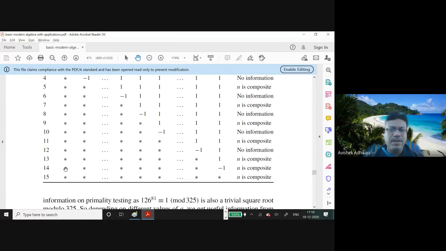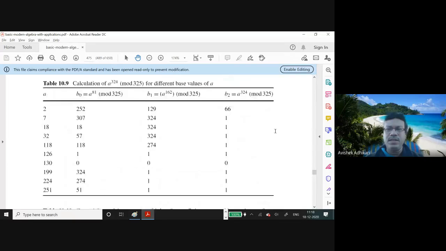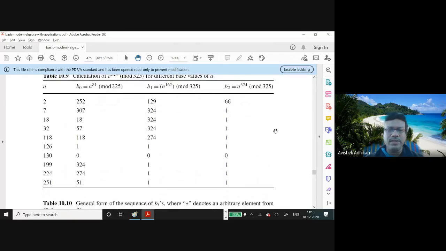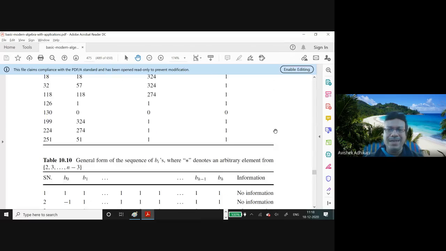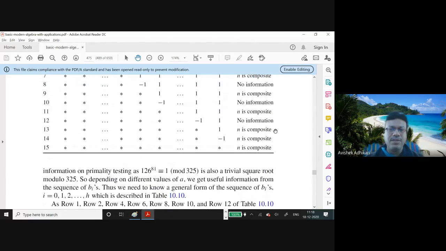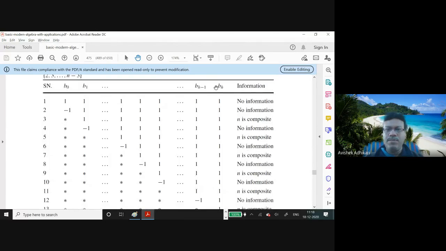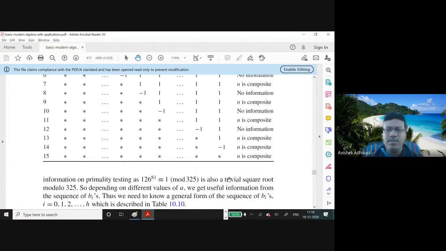It may also happen that at the end you will end up with -1. Let's see if in my previous example there is any such case. No, here we don't have any case where we finally end up with -1. But it may happen that you start with some value, and when you come up to b to the power h, you get -1. And the remaining cases are similar. You start with something, in between some places you reach either -1 or 1, and once you reach -1 or 1, you ultimately end up with 1.